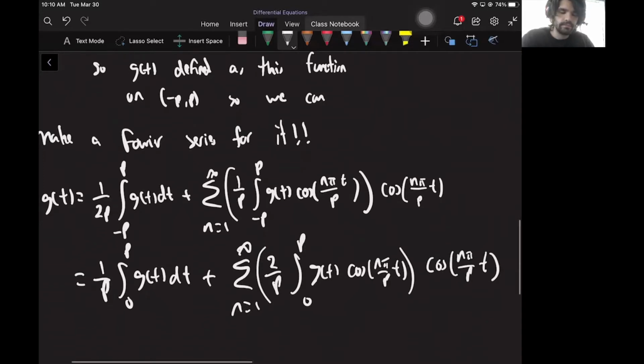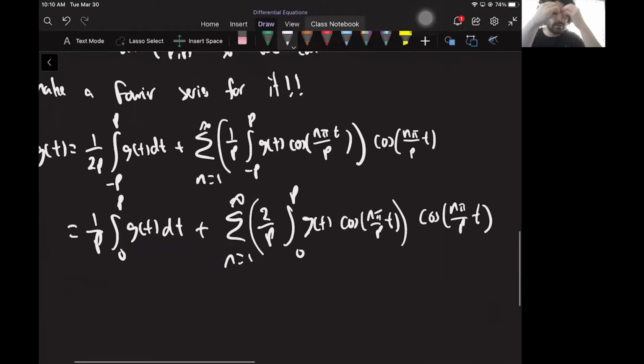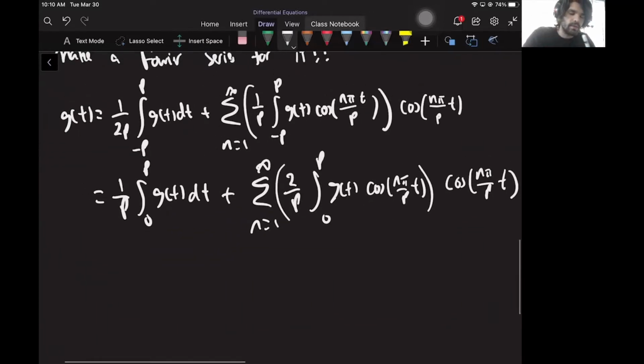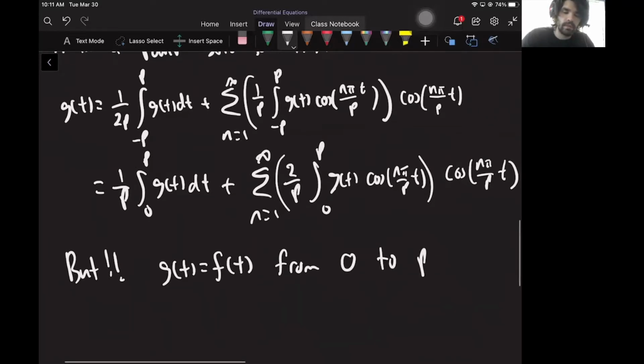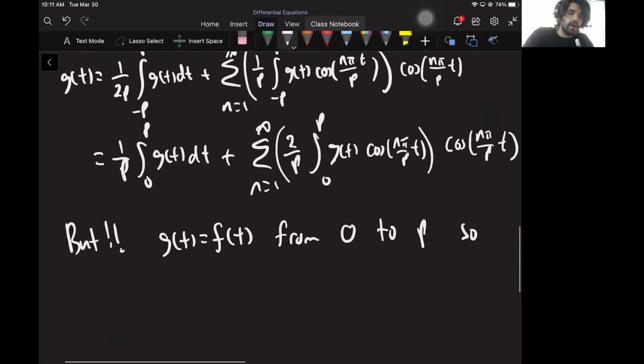So we got that. Okay, so now the interesting part, you don't even have to deal with g of t anymore because these integrals are only using g of t from 0 to p. G of t is your original function. They're the same thing from 0 to p, which is where we're integrating. So now we can just replace these g of t's with f of t's. So we don't even have to deal with this function.